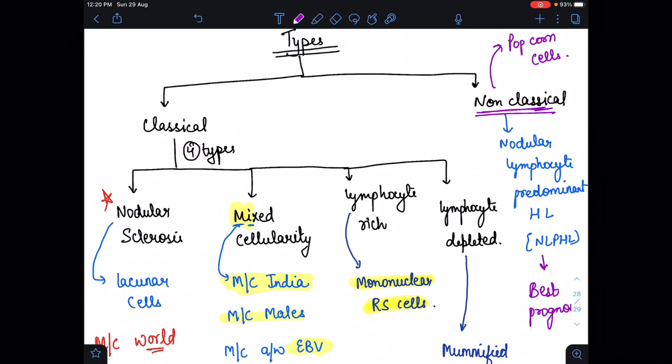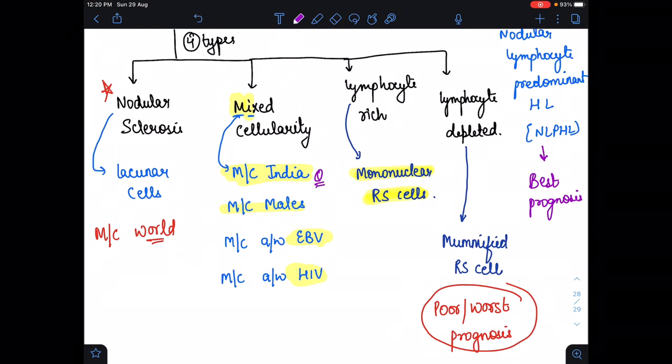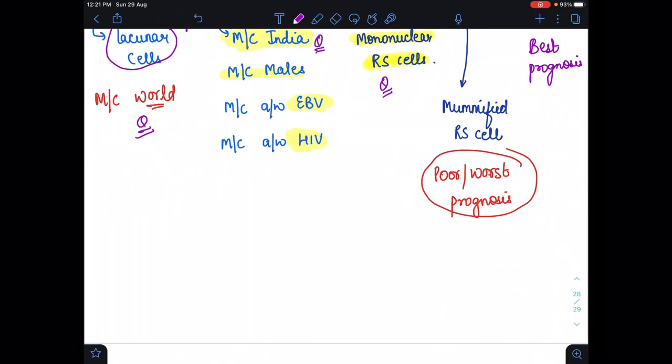And in the types, the worst prognosis is given by the lymphocyte depleted Hodgkin lymphoma, best prognosis is given by non-classical Hodgkin lymphoma, and the most common in the world is nodular sclerosis, and most common in India is mixed cellularity. Mononuclear RS cells were seen in the lymphocyte rich, and the lacunar cells were seen with the nodular sclerosis. So these were the most important points, and for the treatment, ABVD is followed in the treatment of the Hodgkin lymphoma.